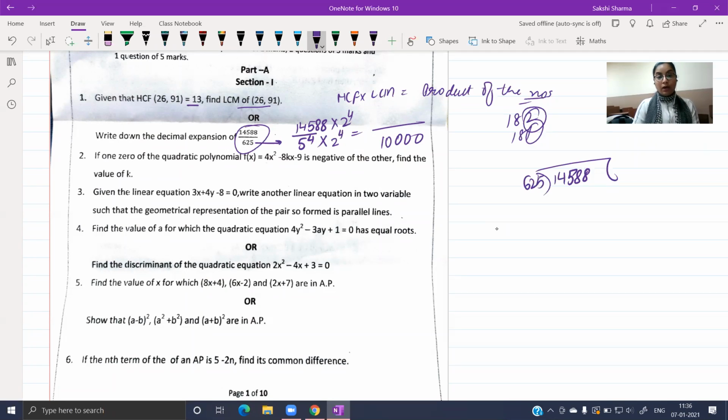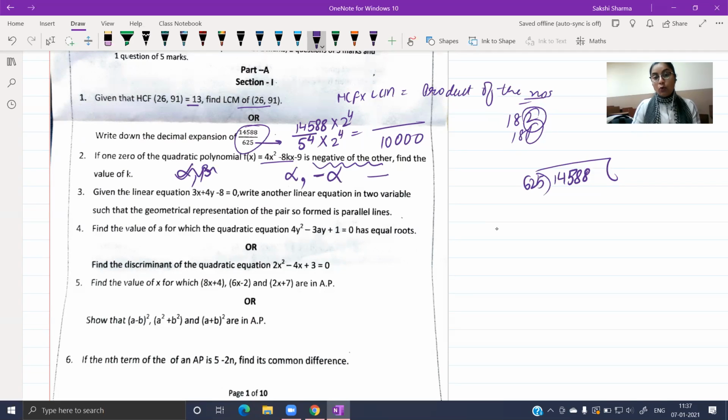Second question, if one zero of the quadratic polynomial is negative of the other, find the value of k. Majority of the students had attempted this question incorrectly. आपको बताया गया है कि जो इस पॉलिनोमियल की जीरोज हैं, उनमें से एक जीरो दूसरे की नेगेटिव है. नॉर्मली हम जीरोज लिखते हैं अल्फा बीटा की तरह. One zero is alpha, the other one is beta. Here they are saying कि एक दूसरे का नेगेटिव है. So one of them would be alpha, the other one would be negative alpha.